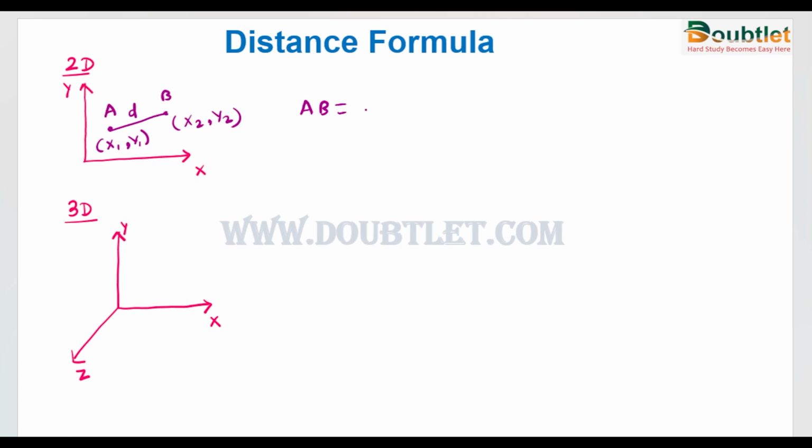If we write AB is equal to D, then it is simply x2 minus x1 whole square plus y2 minus y1 whole square, and we have to take the square root of this whole. So this is the distance formula for 2 dimensions.